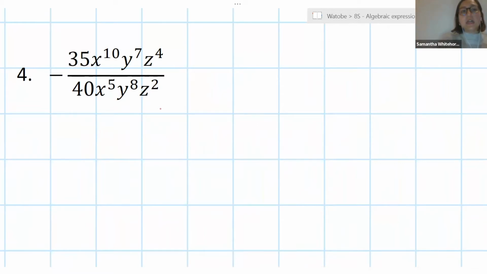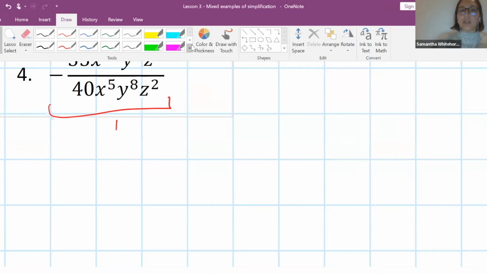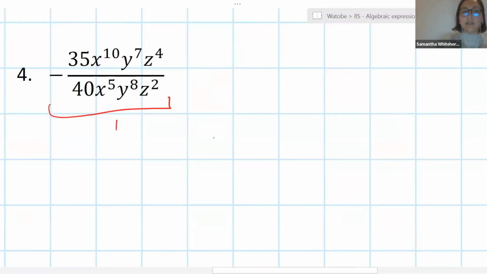So in this case, I only have one term because I've just got the fraction. And when I look at this, it does look a little bit confusing, but I have a trick that I can use. I've got SNV, signs, numbers, variables. Alrighty, so that is where I start.